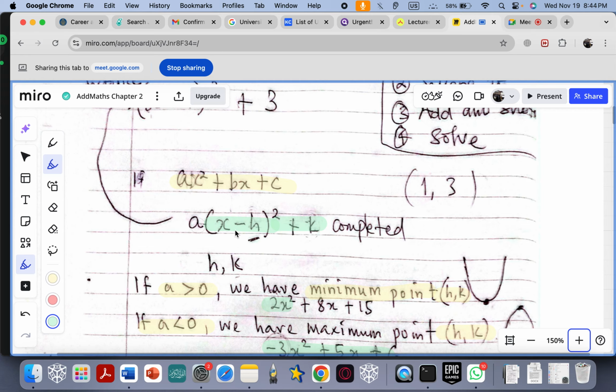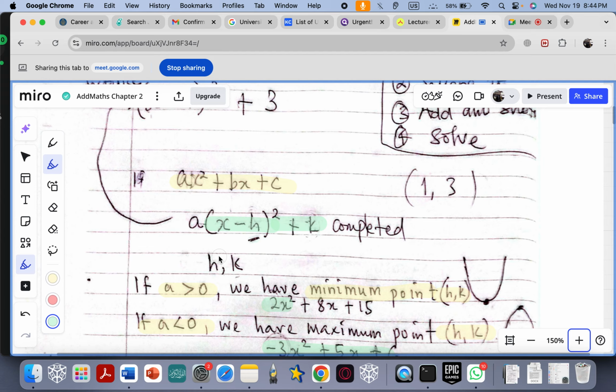When we put it in completed square form, the value of h and the value of k become the coordinates of the maximum point or the coordinates of the minimum point. The value of h corresponds to x, and the value of k corresponds to y. Now, when do we have a maximum point and when do we have a minimum point?